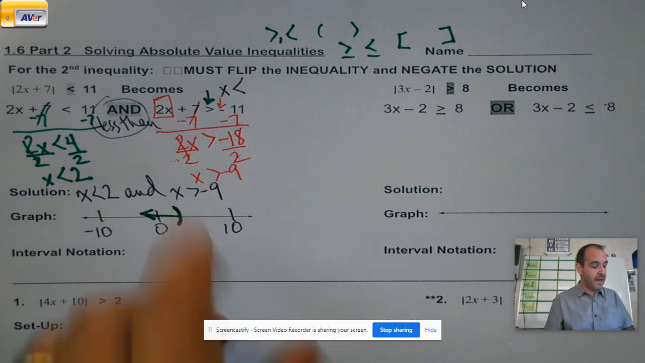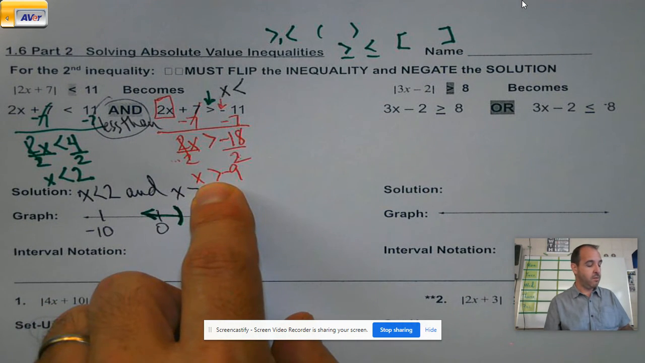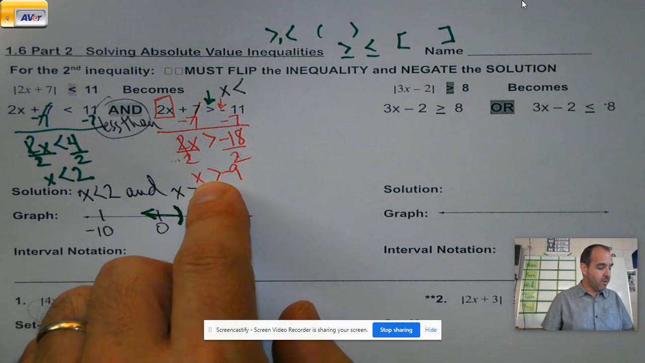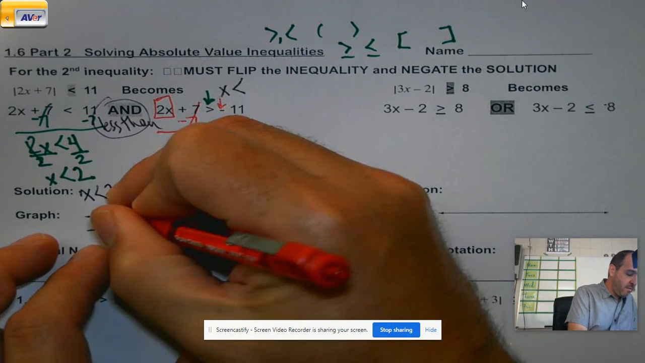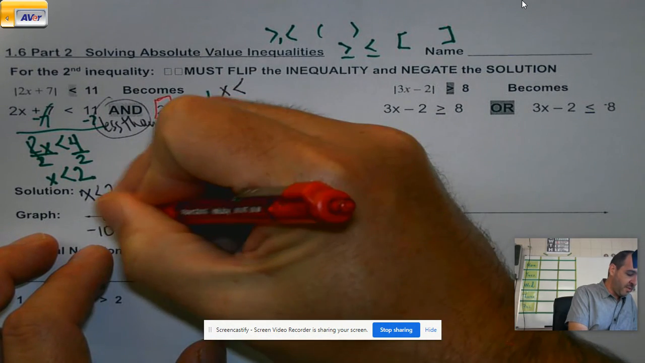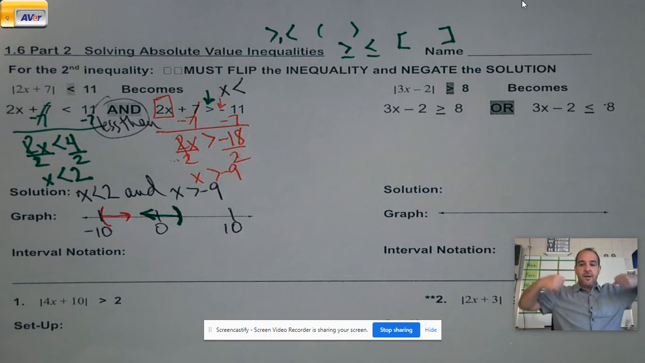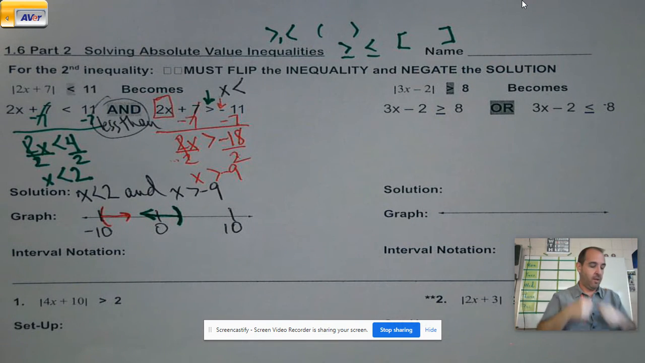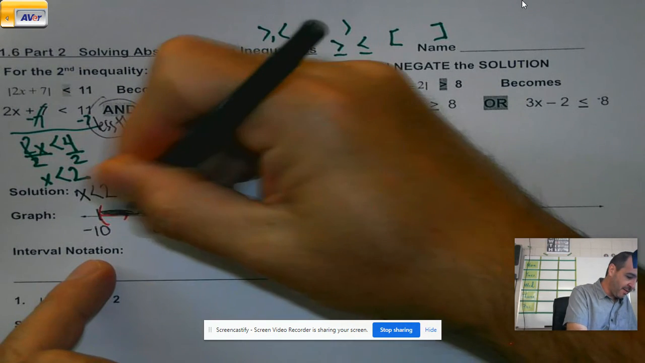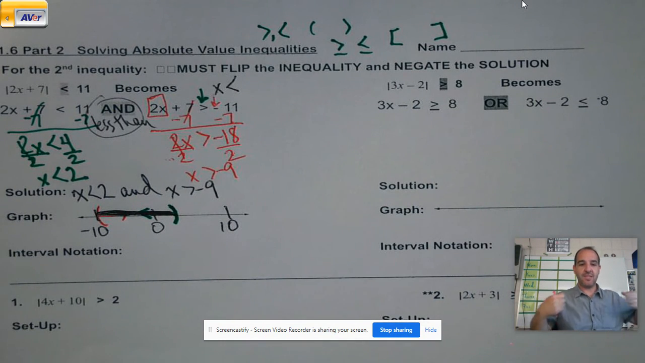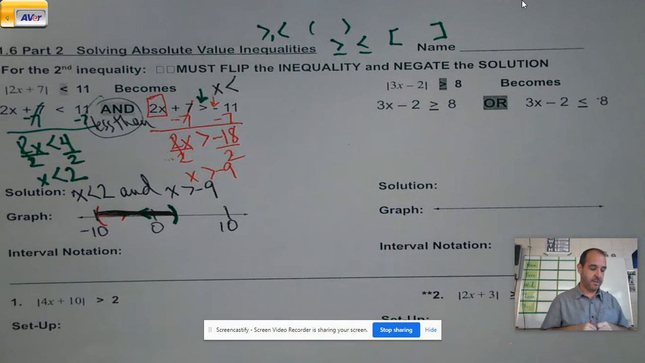And x is greater, greater, get bigger here, greater than negative 9. Greater than goes to the right. And what's typically going to happen with our and statements is they're going to come together. They're going to clash in the middle. These two arrows are going to go, and basically it just means our solution set are the answers between these two endpoints.